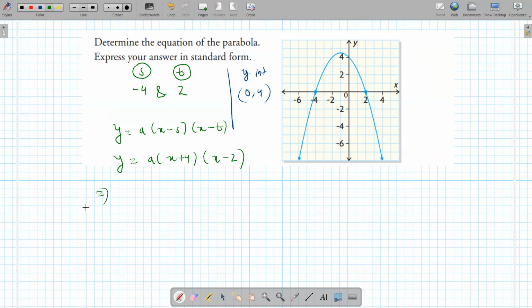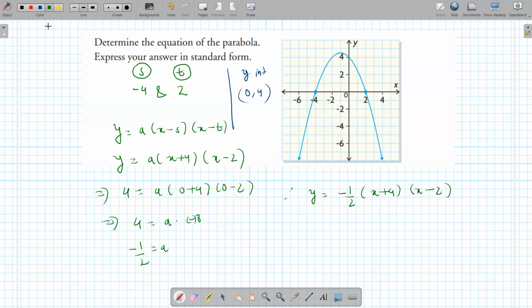To find the a value, we're going to use the y-intercept. The y value is 4 when the x value is 0. Are we expecting a positive a value or a negative a value? Look at the graph. Negative. And we do get a negative because 4 over negative 8 is negative 1 over 2. Therefore, the equation in factored form is negative 1 over 2, x plus 4, x minus 2, okay?